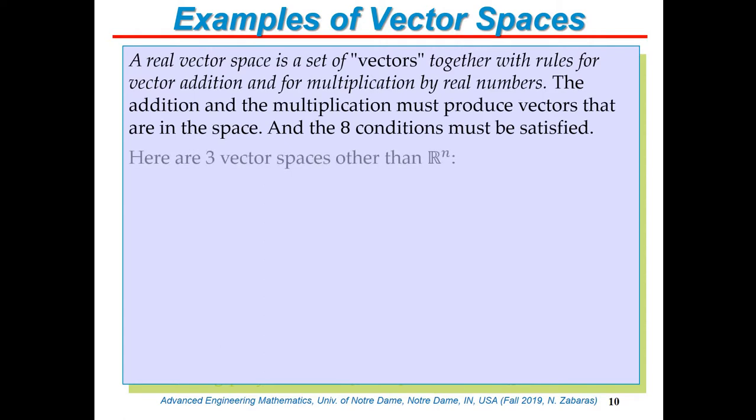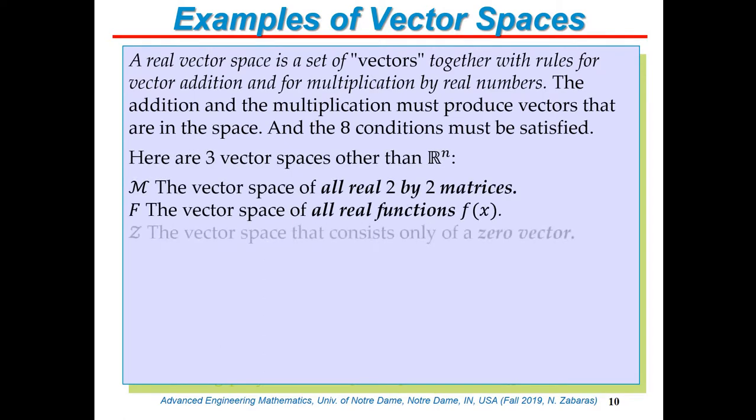Okay, so let me see what we have here. Some examples that may not be as familiar. You can have a vector space of matrices. This space M that you see here is a vector space of 2x2 matrices. You can easily check that linear combinations of 2x2 matrices are also 2x2 matrices, and all these 8 properties that I had before are also satisfied. So this is a valid vector space. Obviously, there is a zero matrix that needs to be part of this vector space. All the other properties are easy to show.